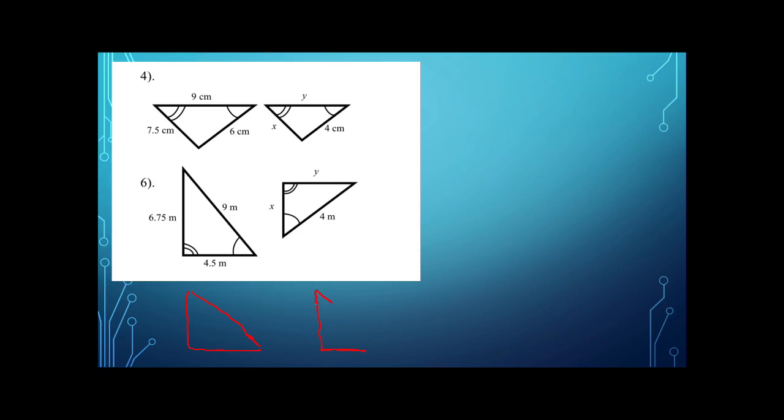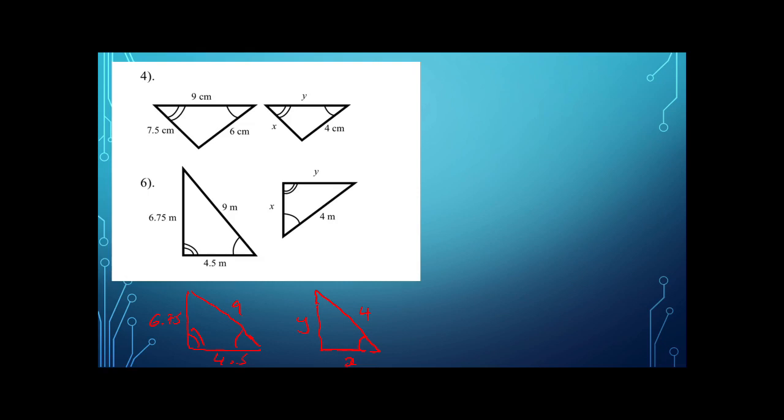Okay, so this is that side, that's the 4.5. This is this triangle here. This is 6.75 and this is 9. Okay, so that there must be 4, this must be x, and this must be y.